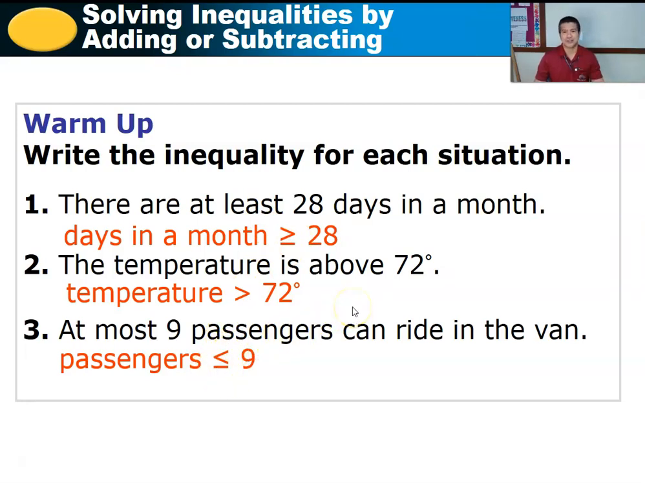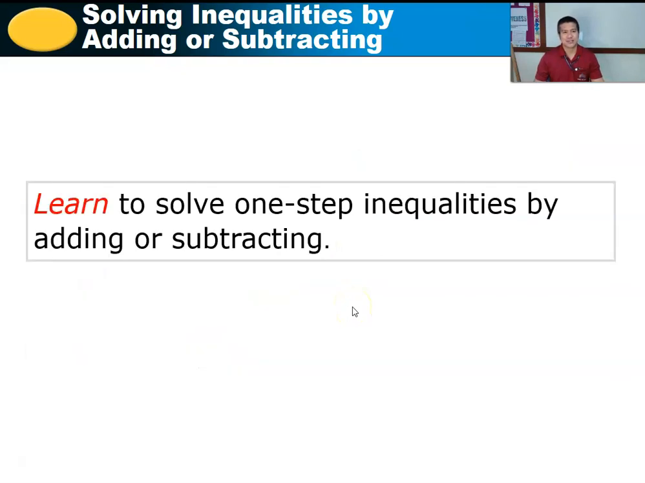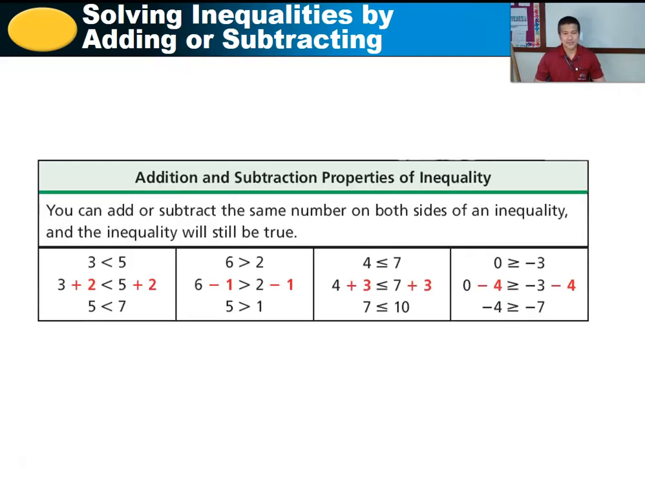What we are going to learn in this lesson is to solve one-step inequalities by adding and subtracting. These are the properties of addition and subtraction. You can add or subtract the same number on both sides of an inequality and the inequality will still be true. For example, in this one, we are going to add 2 to both sides.